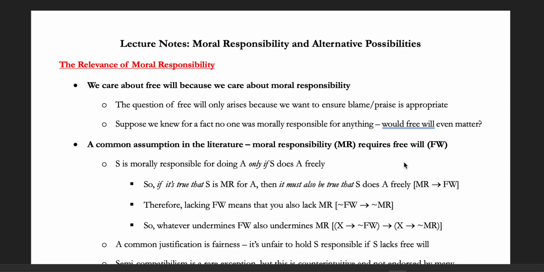But we'll also talk about a famous style of objection to this principle that are called Frankfurt style cases, or Frankfurt cases for short. And they come from a philosopher named Harry Frankfurt, who posed this style of example or style of objection to the principle of alternative possibilities. And we'll talk about the structure of that objection.